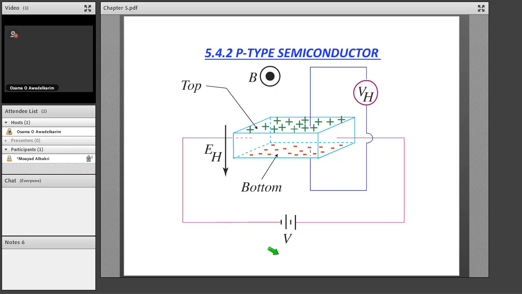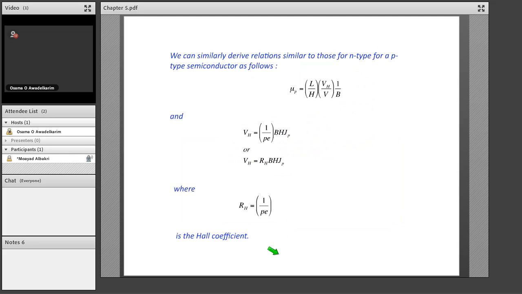Similarly, we can have a p-type semiconductor. We don't need to have an n-type semiconductor. And again, the analysis is exactly the same. And so if you go through the same kind of analysis, again, we produce the same kind of results: an expression for the mobility of holes in the p-type.